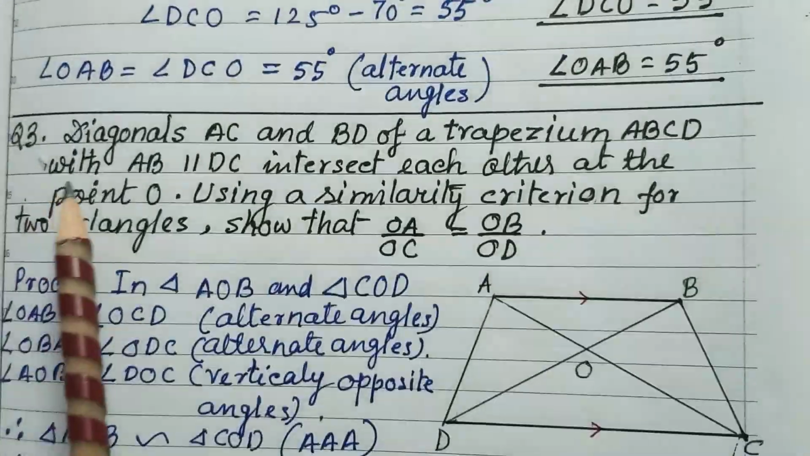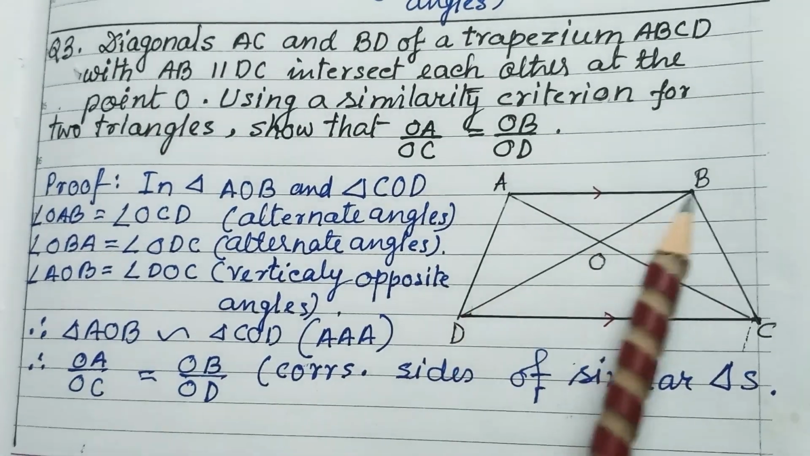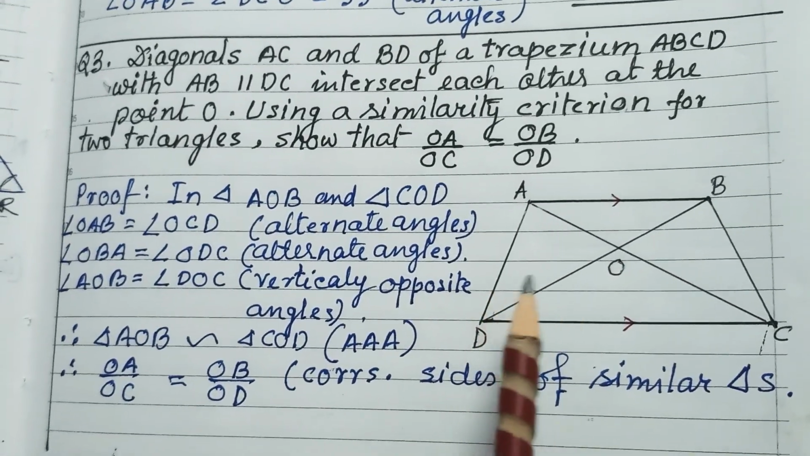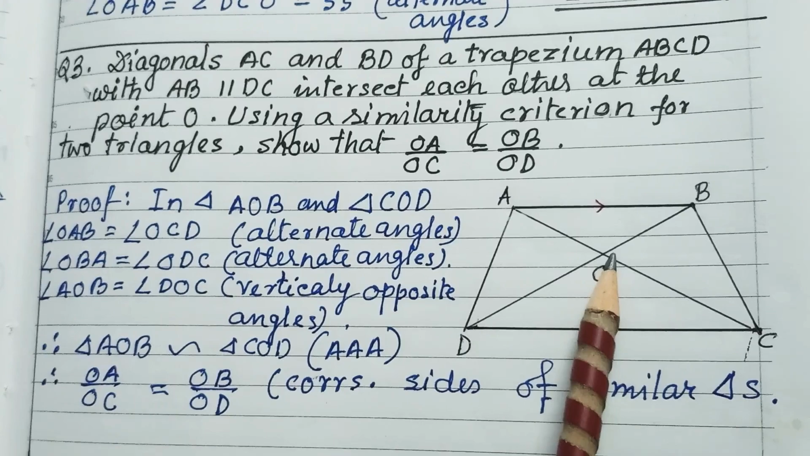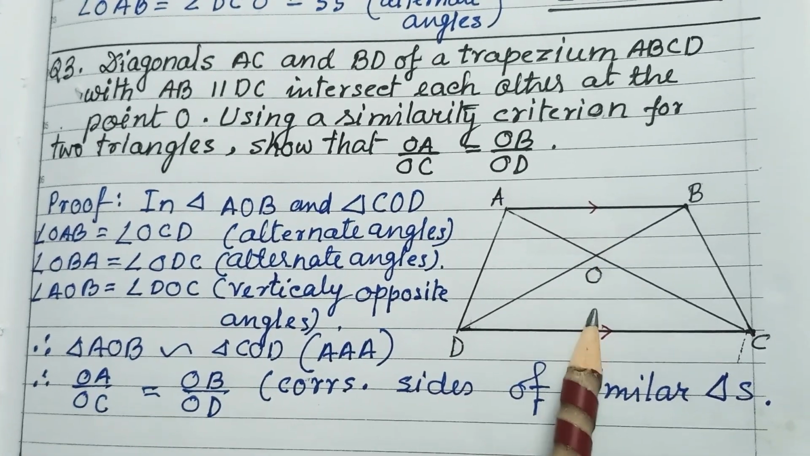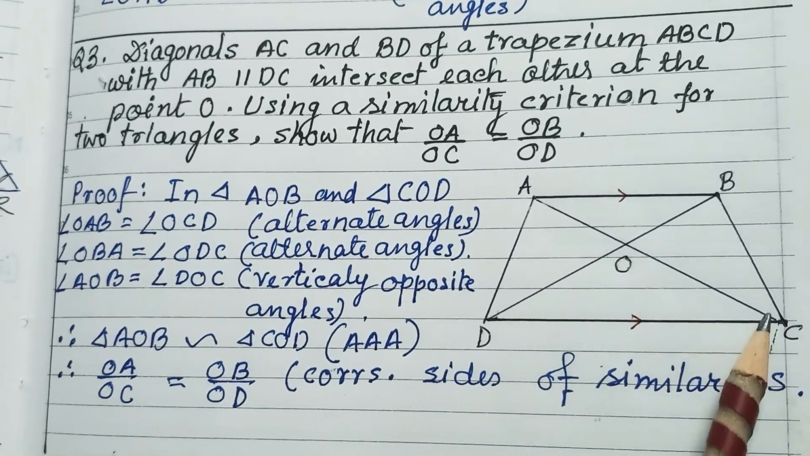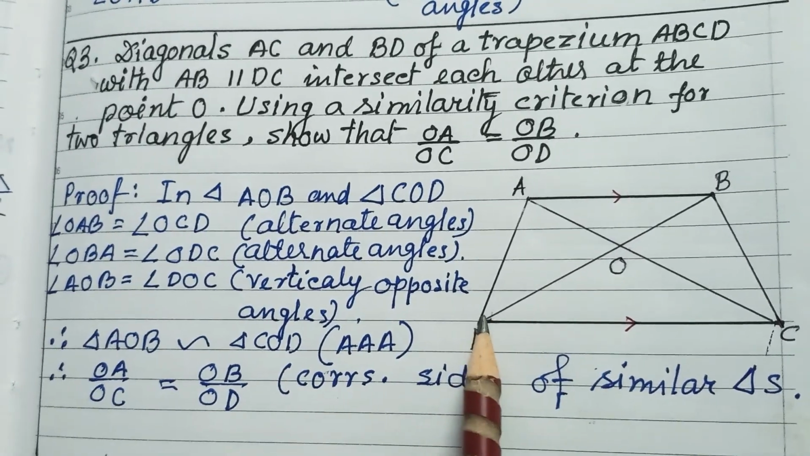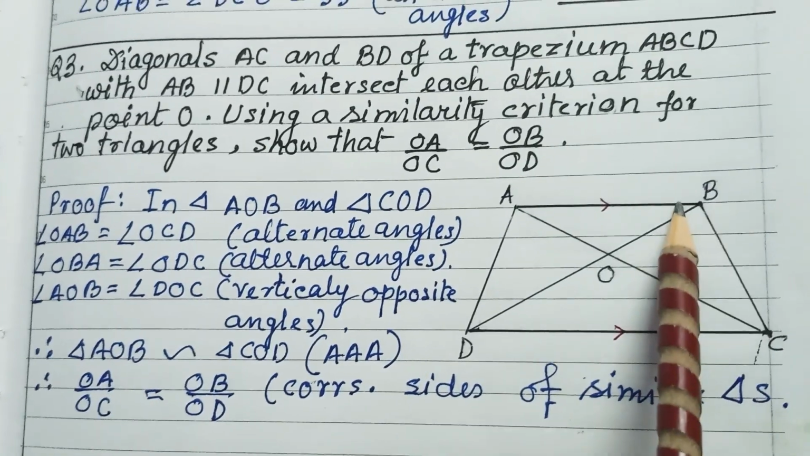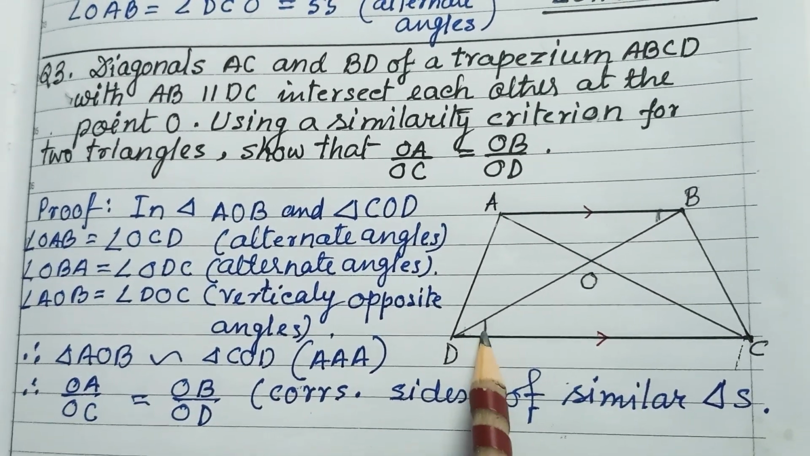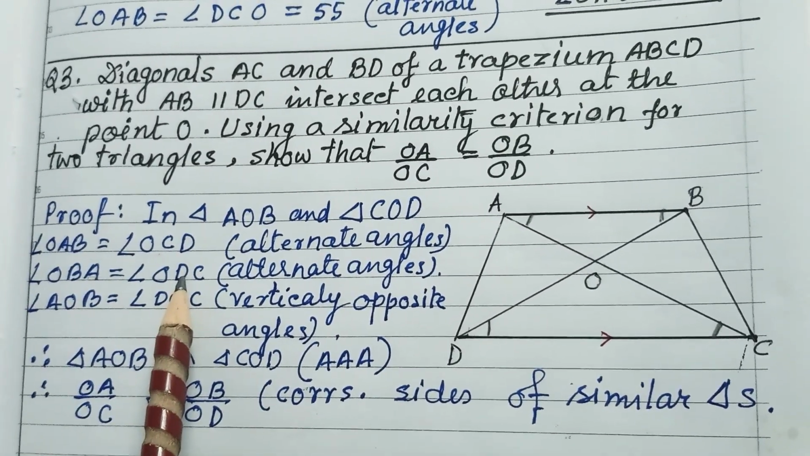Now next, question number 3. Diagonals AC and BD of trapezium ABCD with AB parallel to CD intersect each other at O. Using a similarity criterion for two triangles, show that OA upon OC is equal to OB upon OD. Now in these two triangles, check it here. Angle B is equal to angle D, alternate angles. Angle A is equal to angle C, alternate angles.